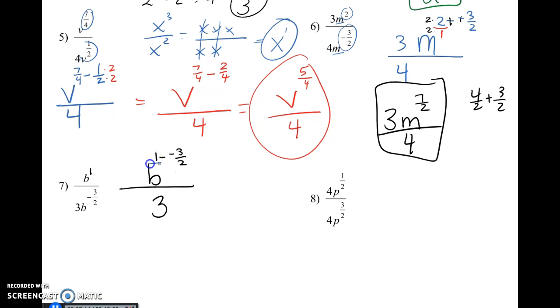Now, getting common denominators, I have to multiply top and bottom by 2. Don't forget this is a plus because a negative times a negative is a positive. So 2 plus 3 is 5. So b to the power of 5/2 over 3. 2 times 1 was 2, plus 3 gave me 5, and my common denominator was 2.